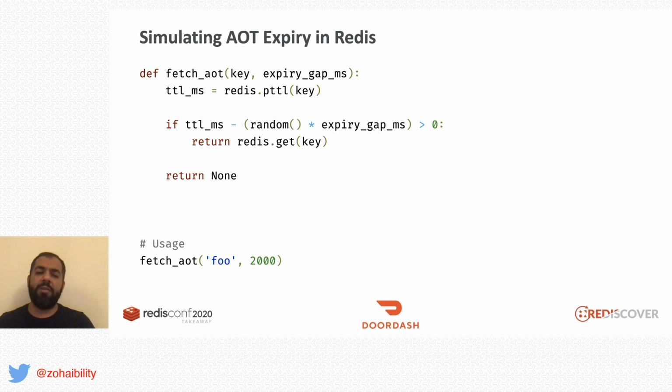As a usage, I would say, fetch my key foo with 2000 milliseconds as the time of my gap. What would happen is, at random, 2 seconds ahead of time, some of the machines would get a simulated expiry eviction, and they would go ahead and read the original value from the database.